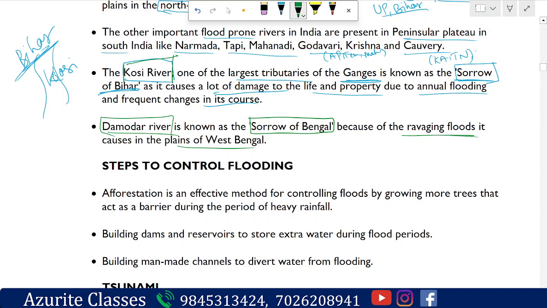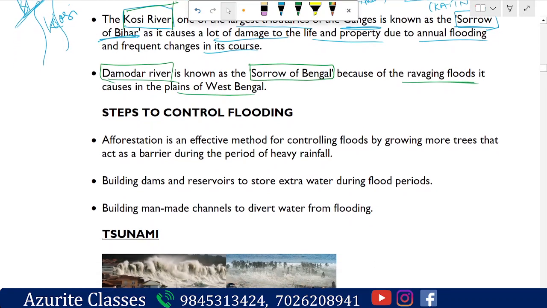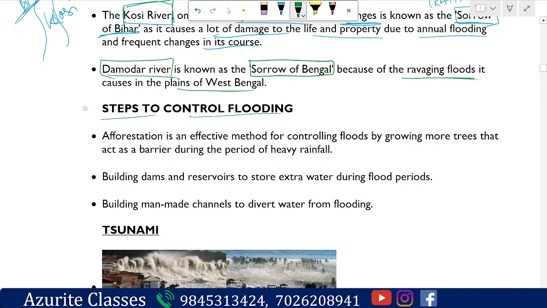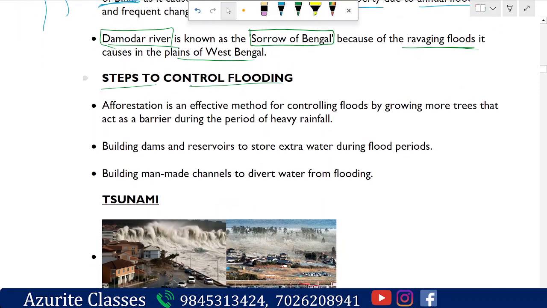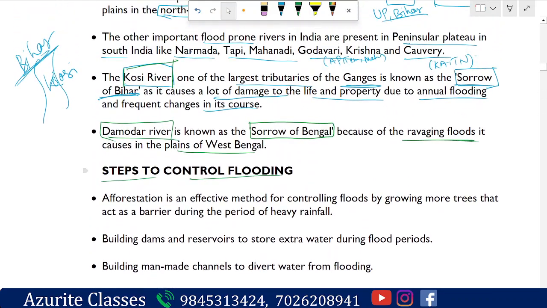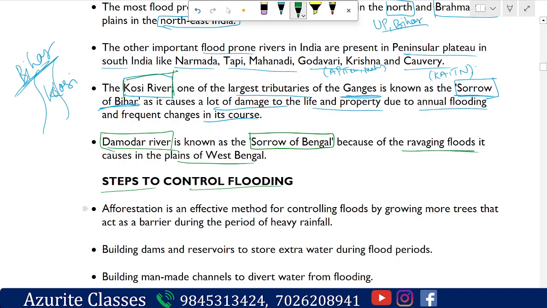So the Damodar river is known as the sorrow of Bengal. Understand? Okay, good. So let us study the steps to control flooding. Flooding is a problem. We have to control that, isn't it? So what are the steps here? Let us see. So, afforestation.